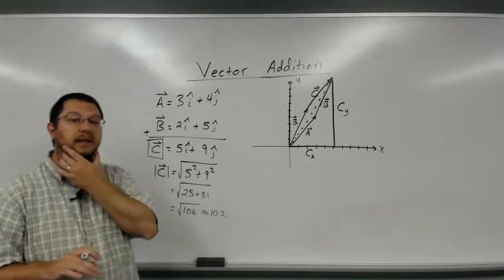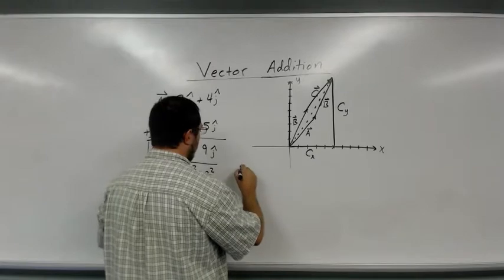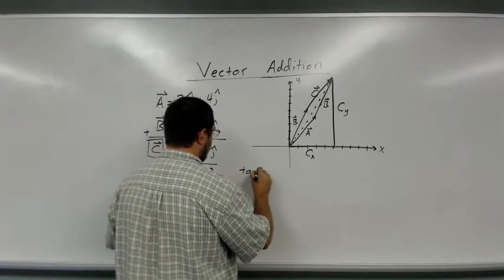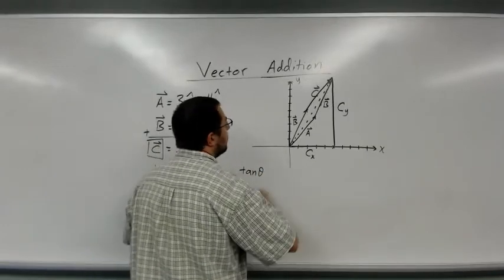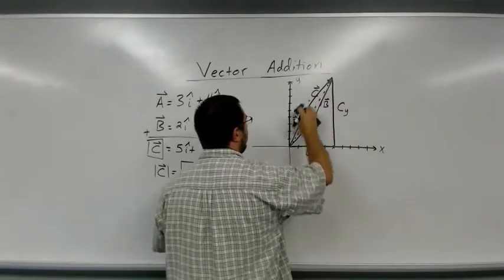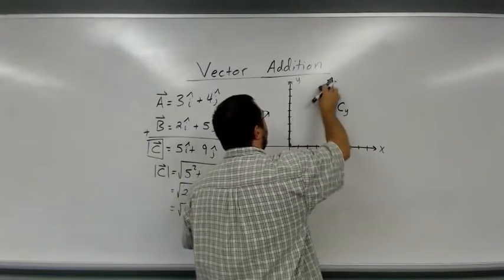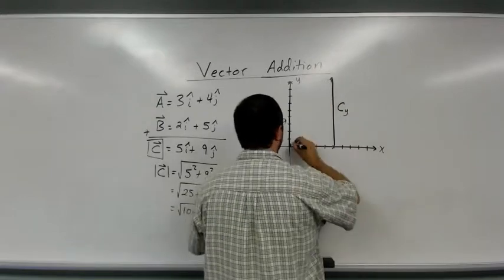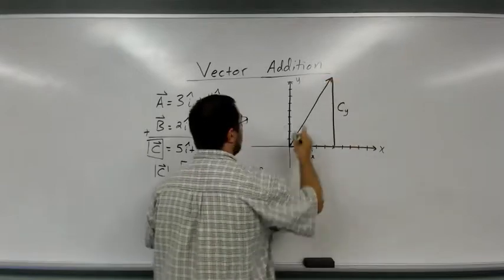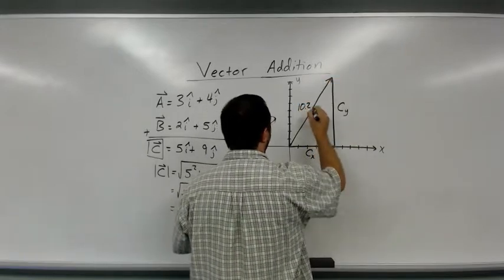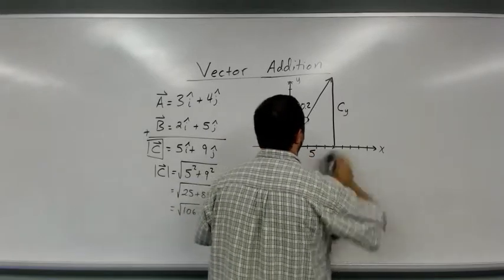Okay, now one other thing to note. Well, let's do the resultant, or the direction first, right? Let's do the direction first. So the direction, now I am going to erase all of these individual vectors, and now we'll just redraw the resultant C. So here's C with a magnitude of about 10.2. This had a length of 5. This had a length of 9.